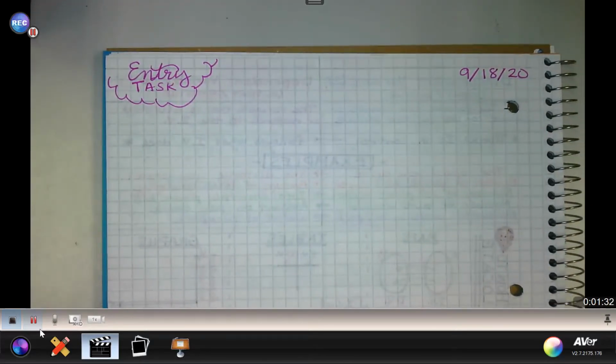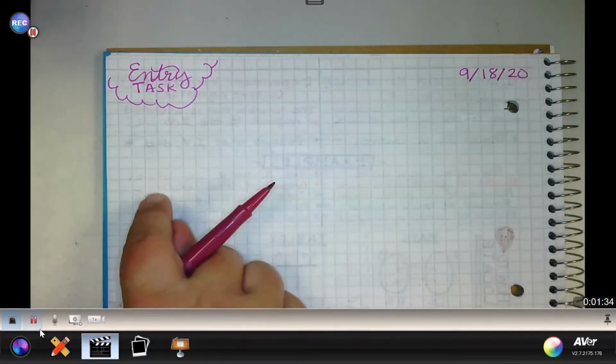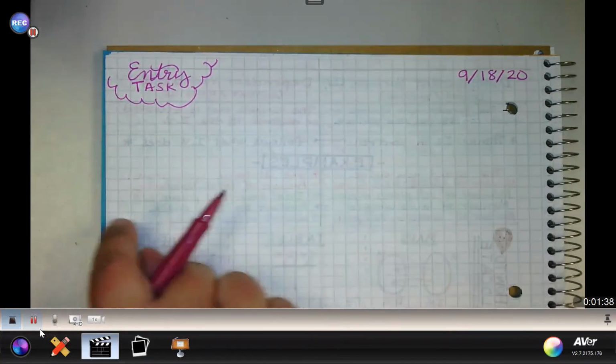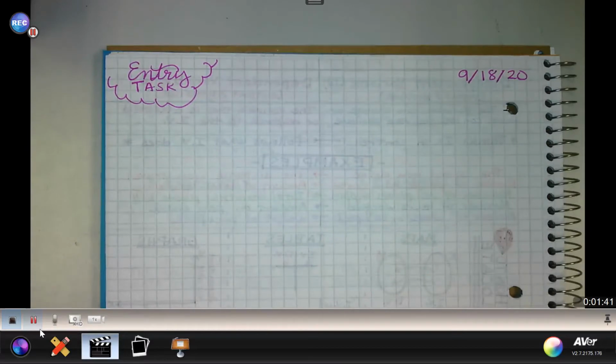Okay, and then what I'm going to do is go down a little bit. It's not going to be a crazy big entry task, and we're going to put a line, and then we'll be ready to title and date our notes.